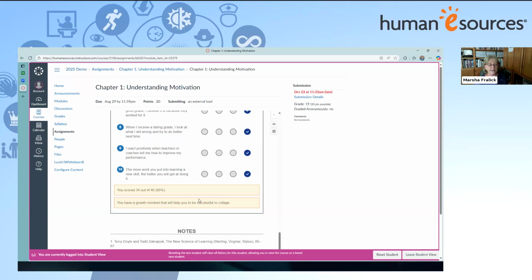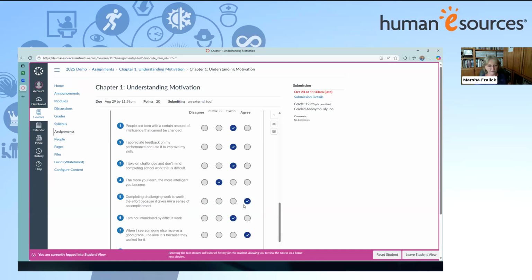These are automatically scored, and then a message is given to the student that says you scored 34 out of 40, 85%. And by the way, I don't count this in the grade, it's part of participation. And it says you have a growth mindset that will help you to be successful in college. If the score is low, then it gently suggests to the student to go back and reread the material. I have a background in counseling and like to think positively, so my messages are always positive to the students.